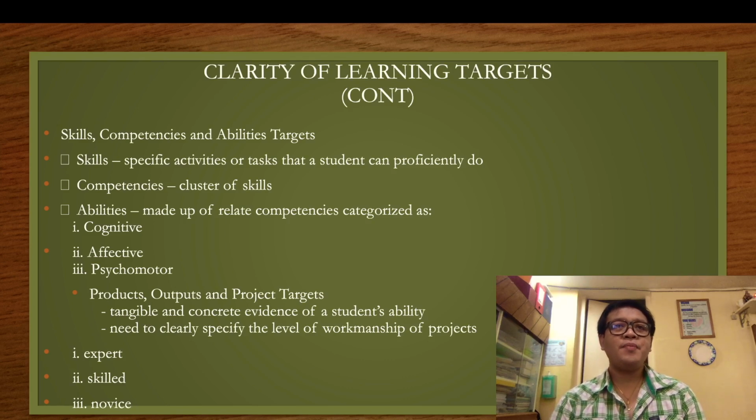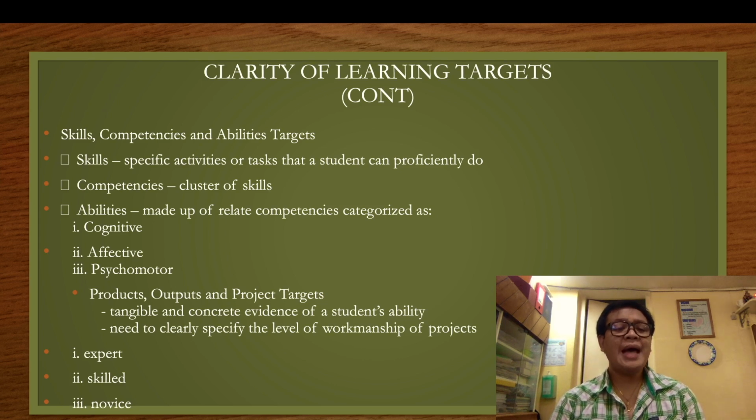It's very important for them to have that kind of skill. Competencies, following the rubrics, are clusters of skills that students should hit. The competencies should always be attainable for students, and should be specific and measurable at all times. Abilities are made up of related competencies, categorized as cognitive, affective, and psychomotor.